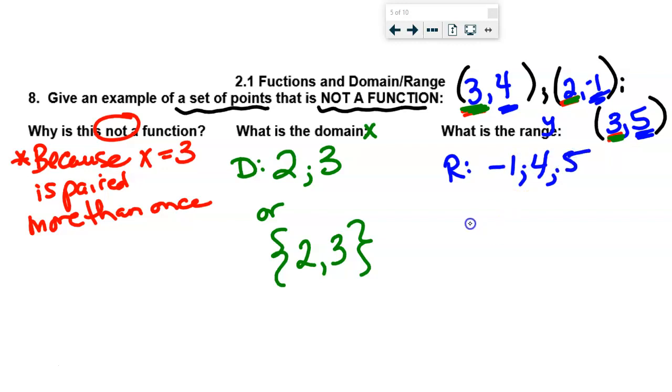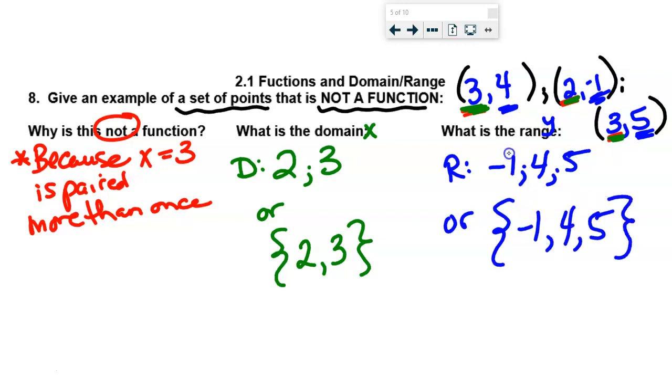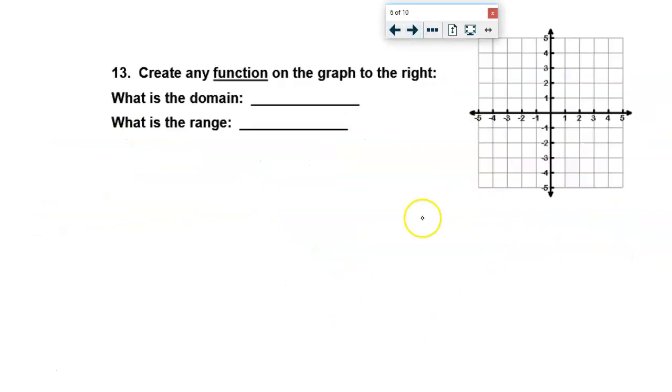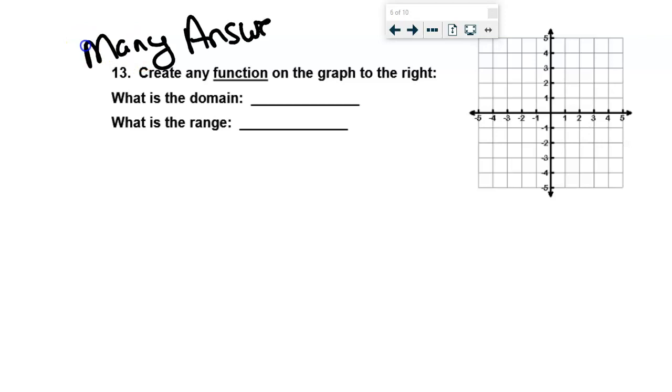So the other way for you to write this would be to use set brackets, -1, 4, 5. You don't have to get fancy though, okay? You can either just list them out like I did, or use set brackets, but don't do anything else. All right, so now, again, it's an open-ended question, so there are many answers here. So I'm just going to come up with one.